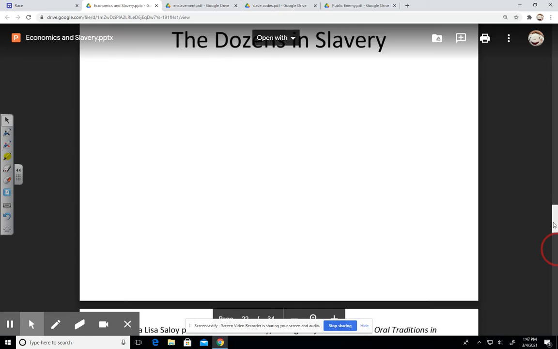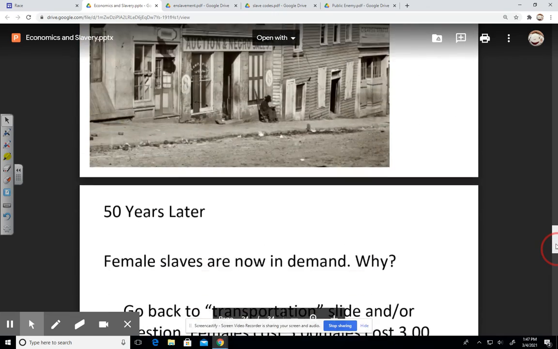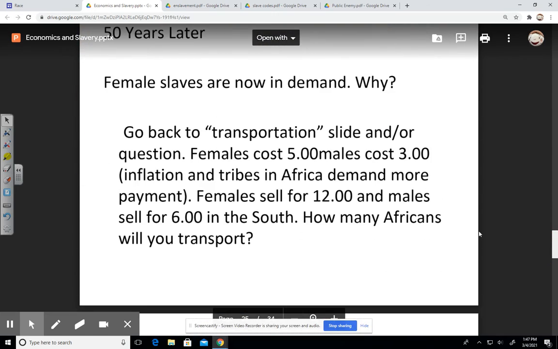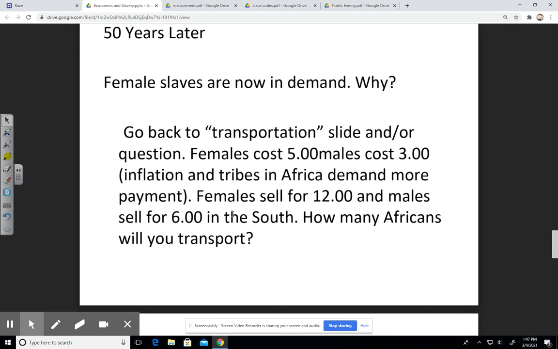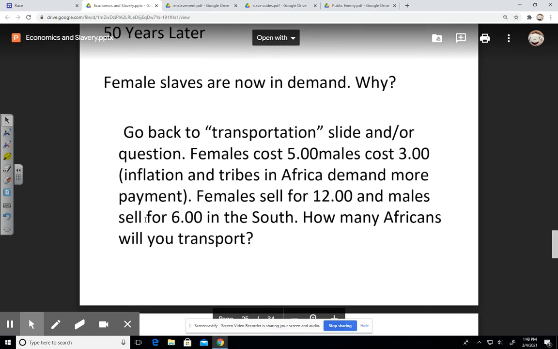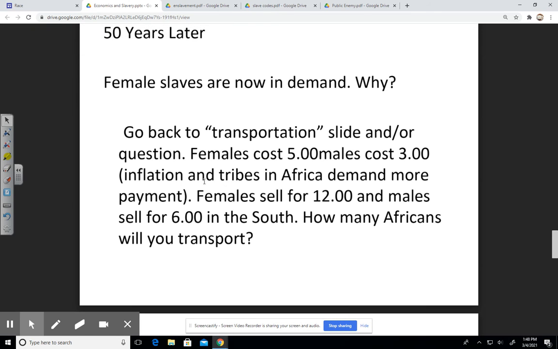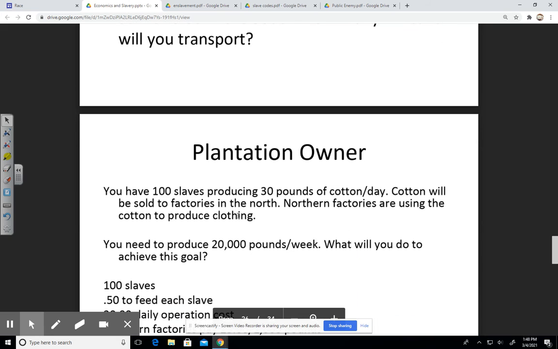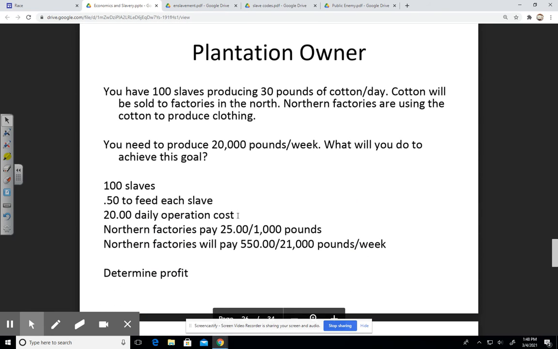When I asked the question about transportation, I don't even think I broke it down by male and female. And so here, it might be a situation for you to breed slaves with the intent of selling. And it's just terrible. So when we see here, females are selling for 12 and males are selling for 6, there's a reason for that, because you can possibly breed the female. And that would be one other element to the institution of slavery.